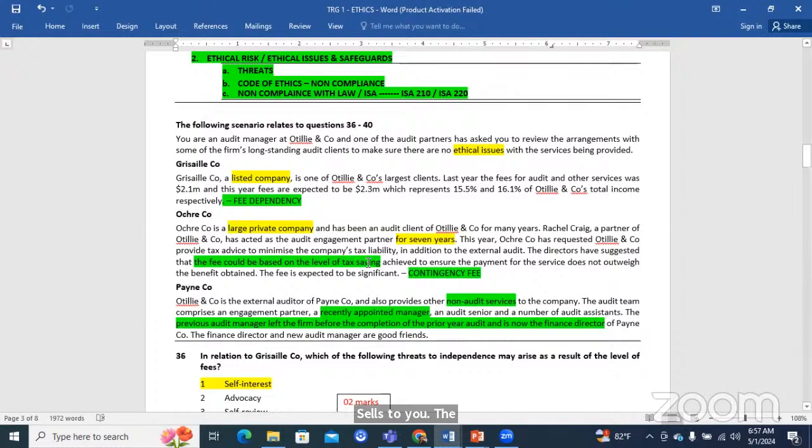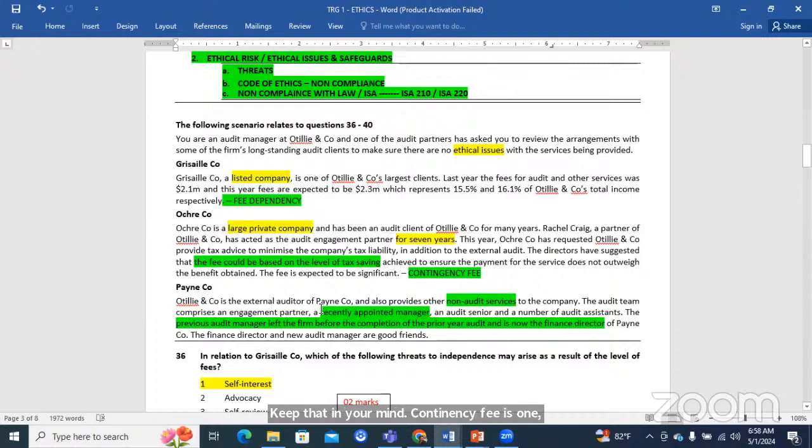The directors have suggested the fee could be based on tax saving. That is contingency fee. What is contingency fee? The audit fee is based on a predetermined condition, a predetermined arrangement. For example, audit fee is based on 10% of profit before tax. Predetermined arrangement. Audit fee is based on amount of tax saving. Predetermined arrangement. That is contingency fee arrangement. Audit and non-audit services cannot be performed based on contingency fee arrangement. Keep that in your mind. Contingency fee is what? Self-interest threat.